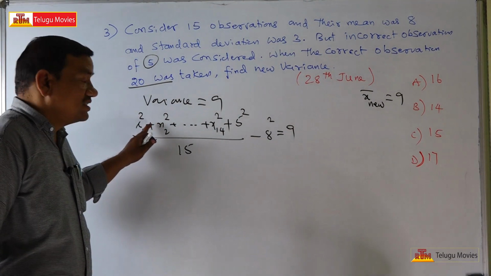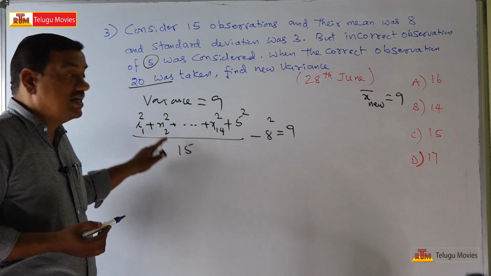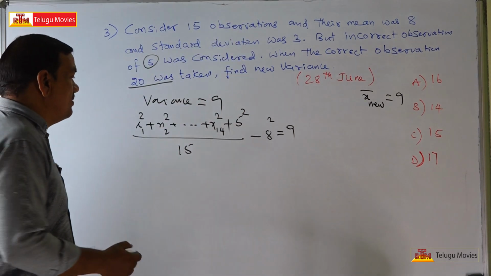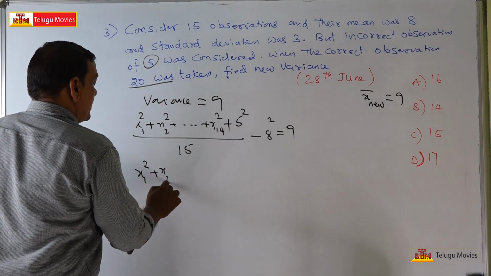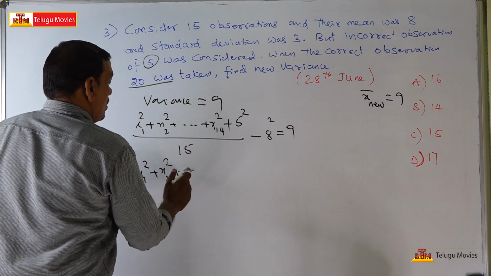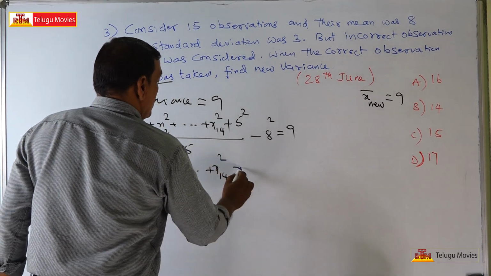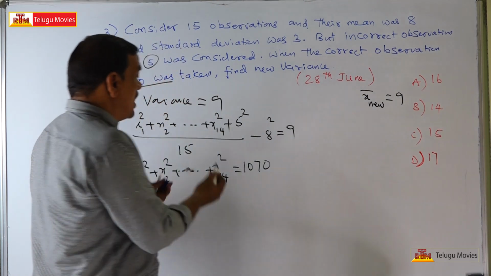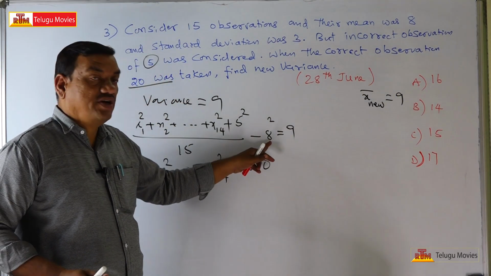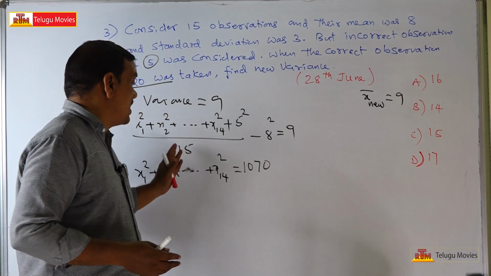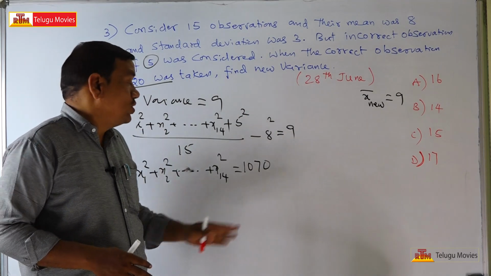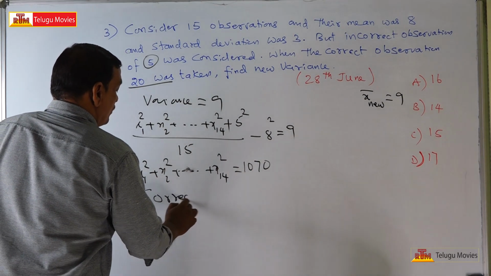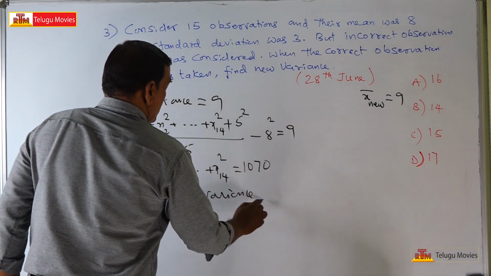So that means the sum of the squares of the observations divided by 15, minus the mean 8 squared. From this we get x1 square plus x2 square plus so on up to x14 square. So calculate this: 8 squared is 64, take it to that side, multiply, and subtract 25. You will get 1070. Now we are going to find out the correct variance. This is the required answer.